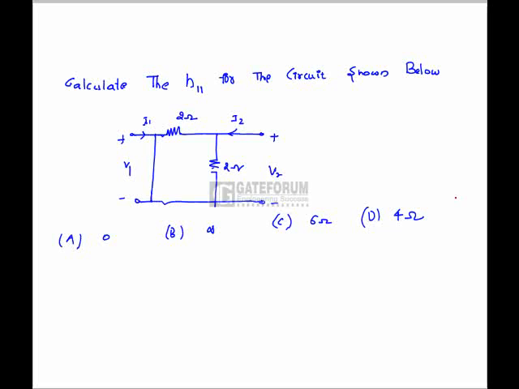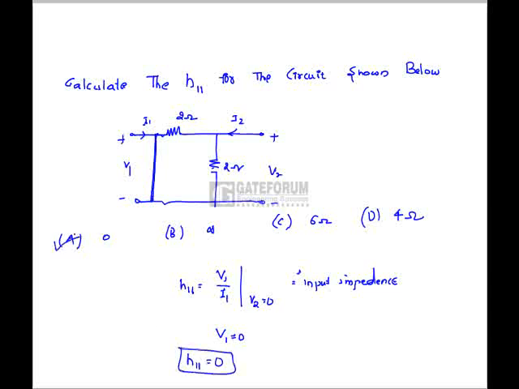The question is, calculate the H11 for the circuit shown below. The definition of the hybrid parameter H11 is V1 by I1 with V2 equals 0. That means we have to calculate the input impedance. But see, the input side is short circuited, so V1 is 0, hence H11 is 0. Hence option A is correct.